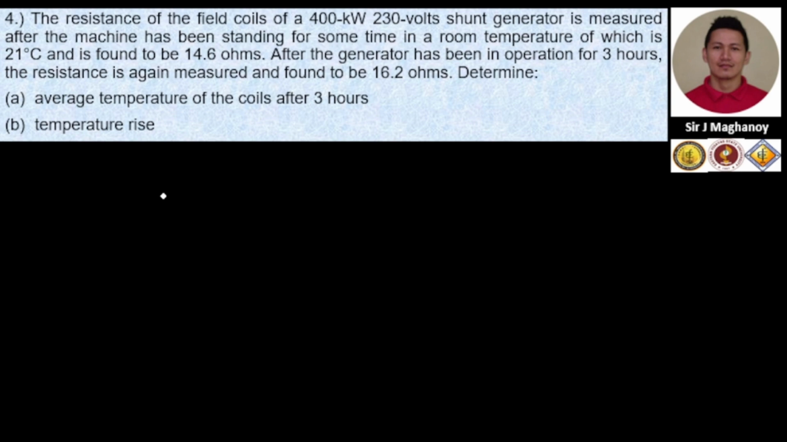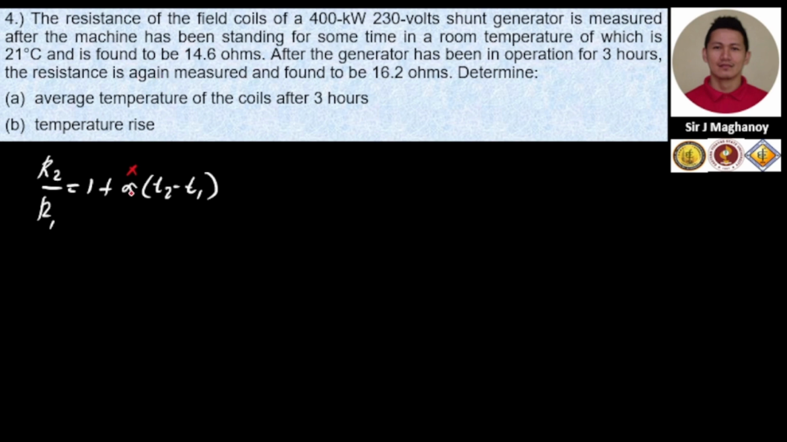So, with this problem, we'll start again with the formula. R2 over R1 is equal to 1 plus the temperature coefficient times the final temperature minus the initial temperature. So, based on the problem, did he include the temperature coefficient? So, it's none. It's not even mentioned. So, we have to determine our temperature coefficient. So, let's assume it's made of copper.